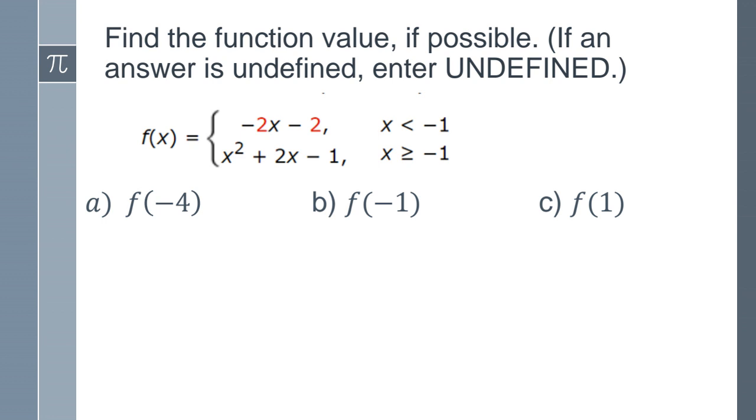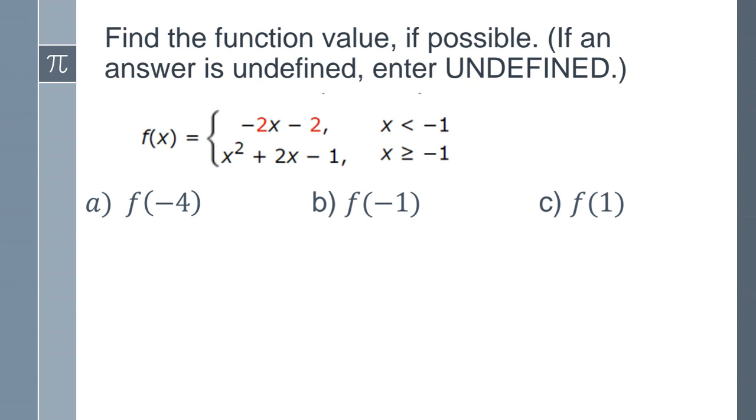So let's go ahead and look at A. A says evaluate the function at -4. Then you ask yourself, is -4 greater than or equal to -1? No, -4 is smaller, so it only applies to the first one. The first one says x has to be less than -1, and -4 is less than -1. So this -4 is only going to be applied to this first equation.